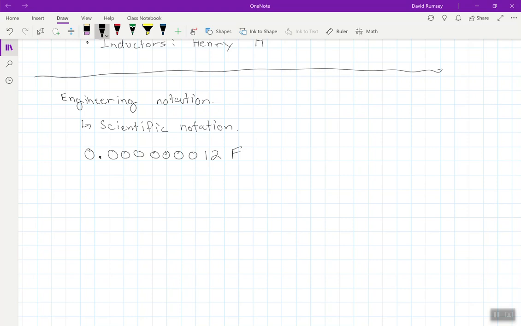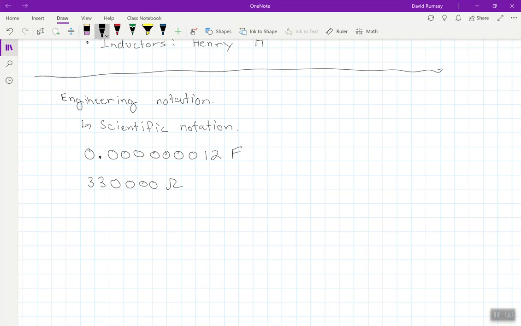And then the other thing is we might at the same time be dealing with, for instance, a resistor that is 330,000 ohms. So we might be dealing with these kinds of things in computations, and so instead of having to always write out these large numbers, we use scientific notation to make them a little bit more compact.